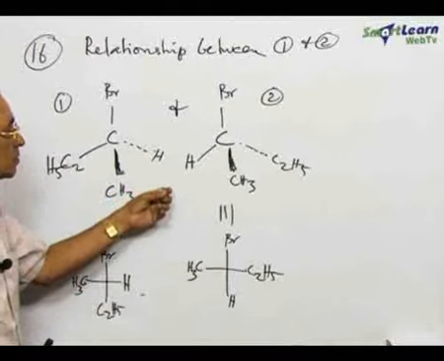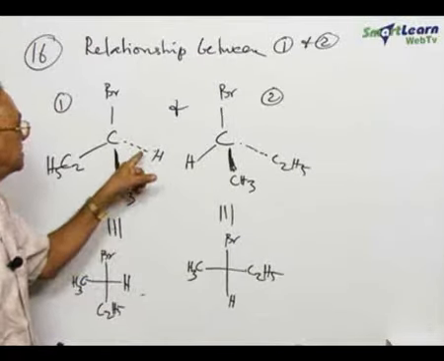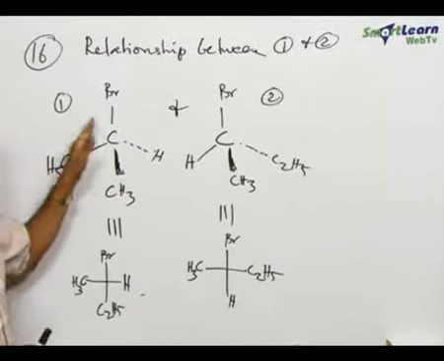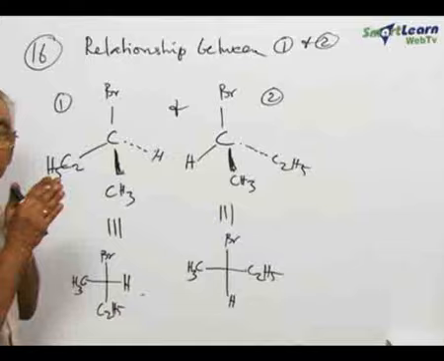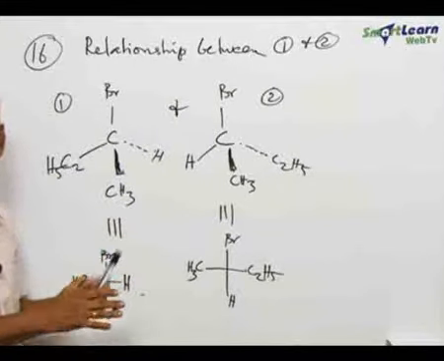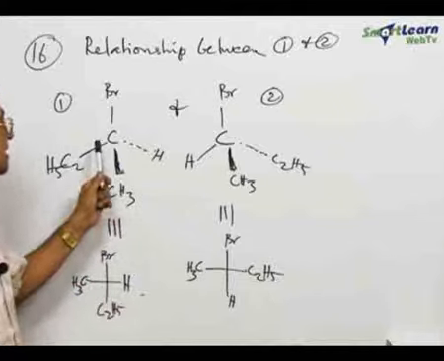So, as far as this board is concerned, this hydrogen is behind the board, bromine and C2H5 are on the plane of the board, and CH3 is in front of the board. That is the convention used for representing a three-dimensional structure in this form.